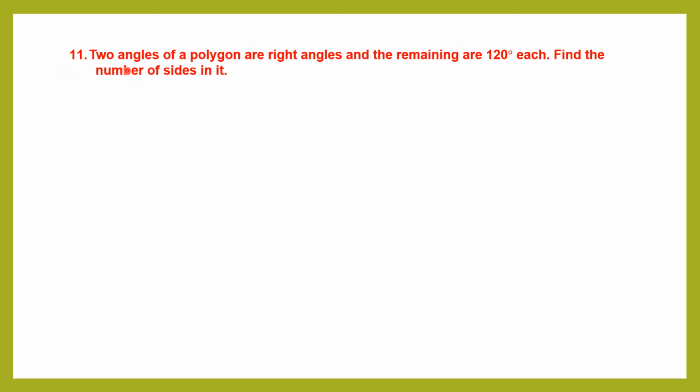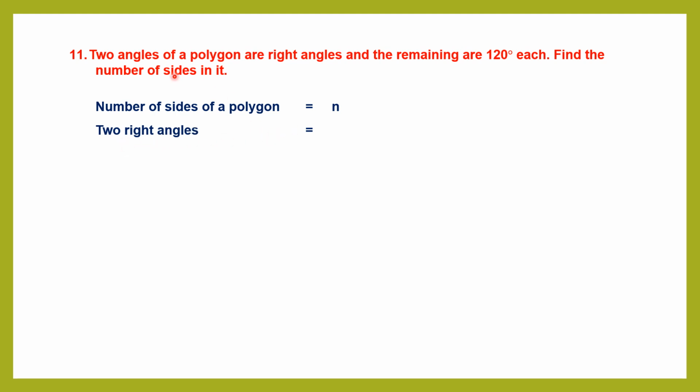Question 11. Two angles of a polygon are right angles and the remaining are 120 degrees each. Find the number of sides in it. Okay, so let's see. We are given that two angles of a polygon are right angles and the remaining angles, we don't know how many there are because we don't know the number of sides. So the remaining angles are 120 degrees each. So the number of sides of the polygon will be n. That is what we are going to find out, isn't it?